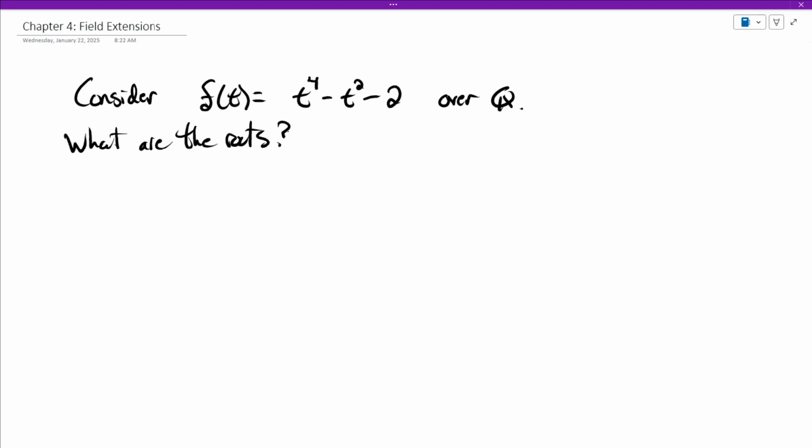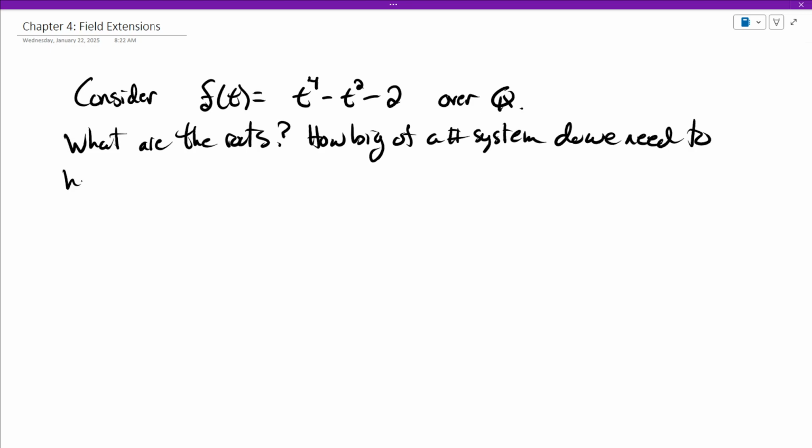And maybe a more general question that we might ask here in a second is, how big of a number system do we need to have access to the roots? So we have these two questions here. We first need to find the roots.